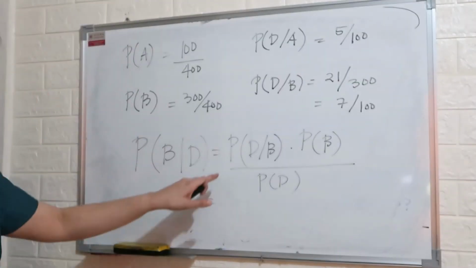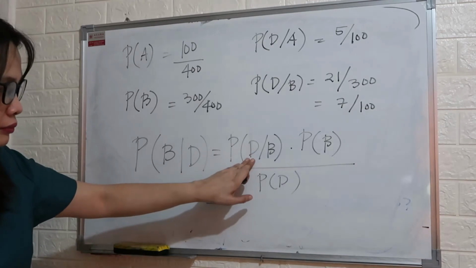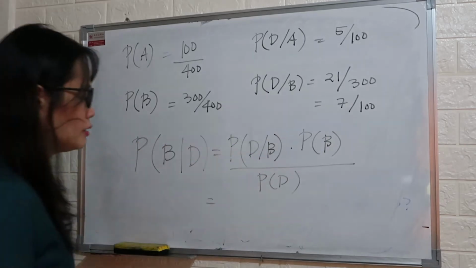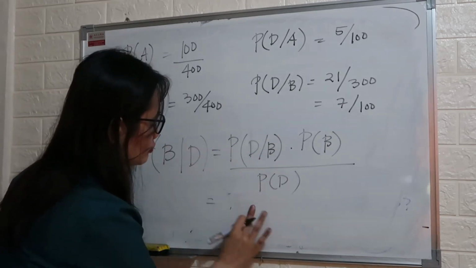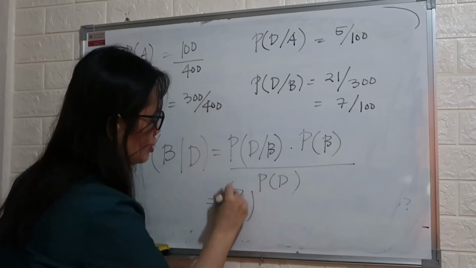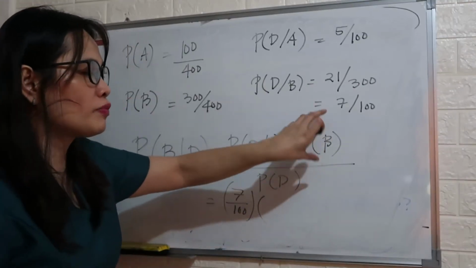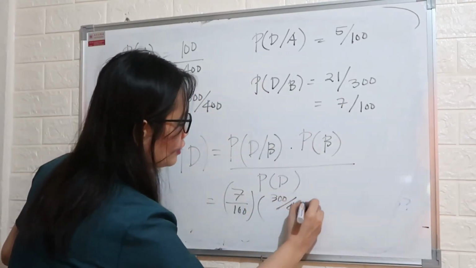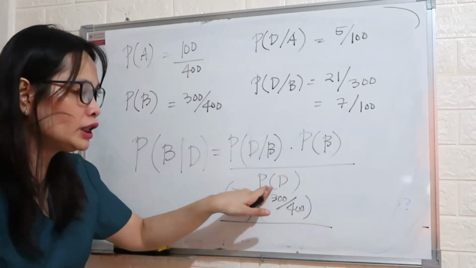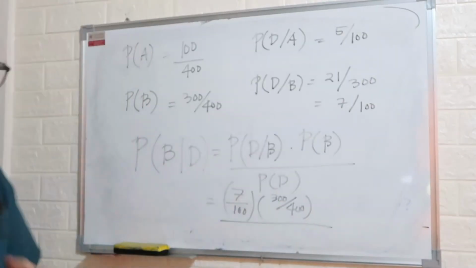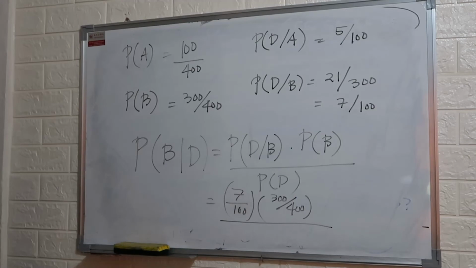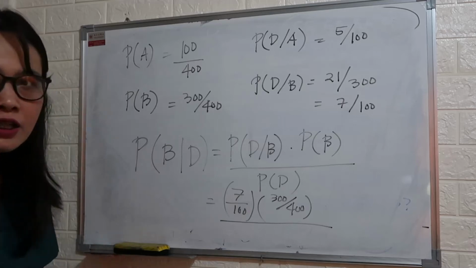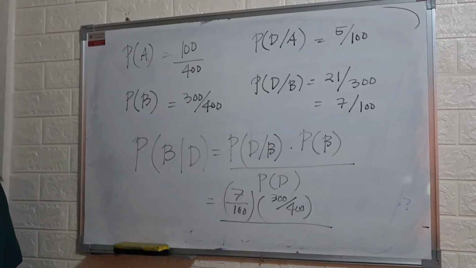Okay, so what is the probability that the chip is defective but it came from company B? So that will be 7 over 100, multiplied by the probability of getting the chips in company B, and that will be 300 over 400, all over the probability of getting defectives. So the probability of getting defectives regardless of whether from company A or B, as long as it's defective.